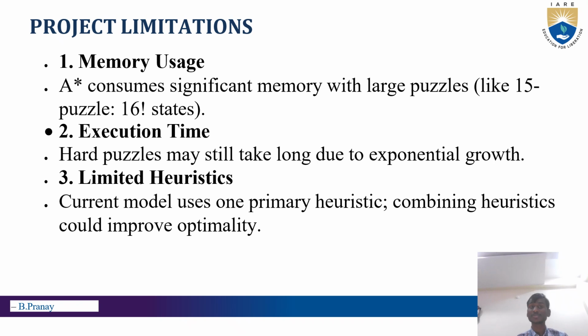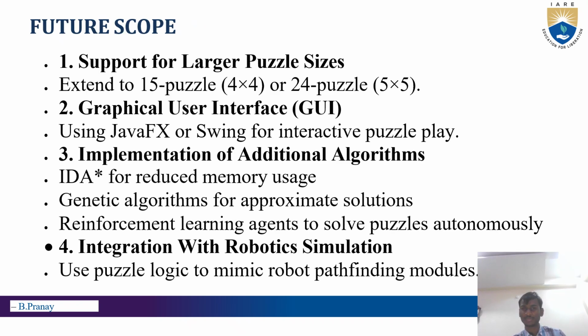And project limitations: memory usage. It consumes significant memory with large puzzles. Execution time: hard puzzles may still take a long time due to exponential growth. Limited heuristic: the current model uses only one primary heuristic. Combining heuristics could improve performance.